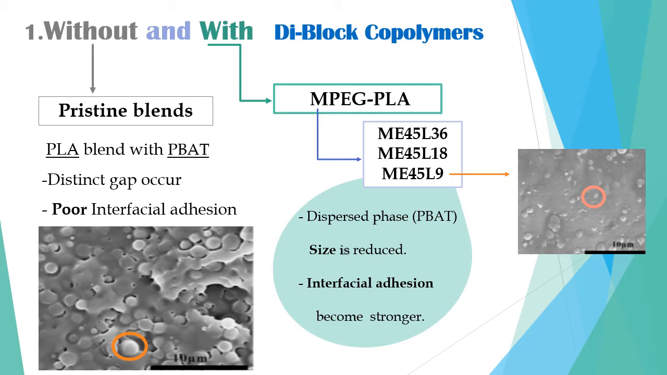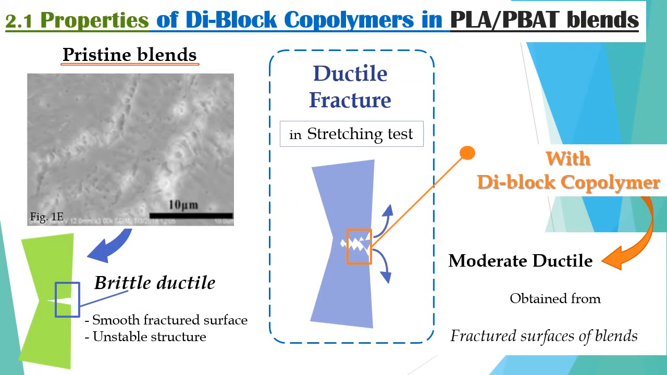Move to the blends with the block copolymers, which produce MPEG-PLA products. The block copolymer reduces the dispersed phase size and the gap between the PLA and PBAT. So it increases compatibility of polymer blends, leading to strong interfacial adhesion.